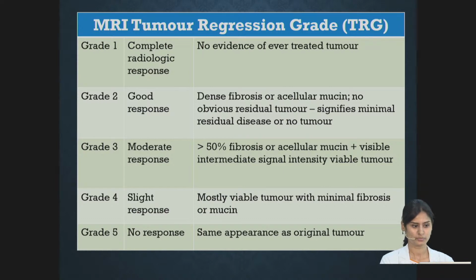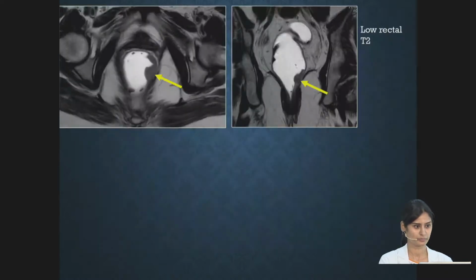Grade 4 is mostly viable tumor, with little fibrosis or mucin. Grade 5 is when there is no response, that is, the tumor has no change in size or appearance compared to the pre-treatment MRI or has progressed. So, examples of each of these tumor regression grades.